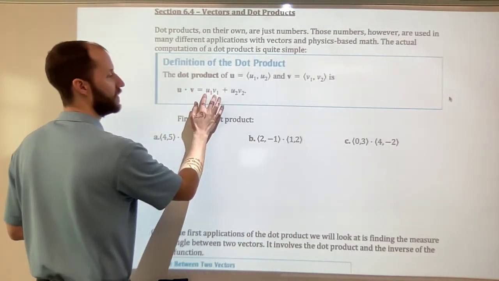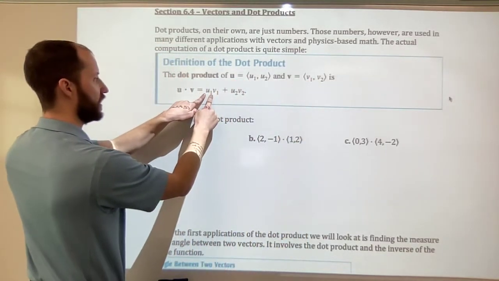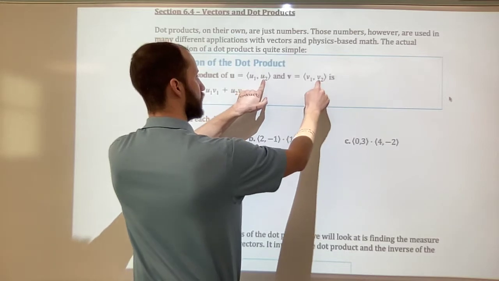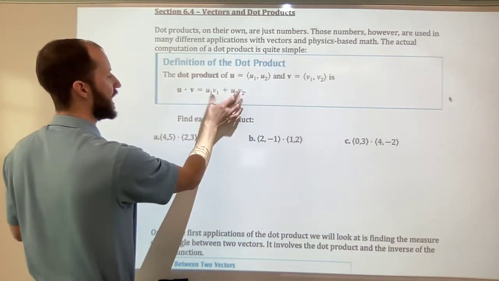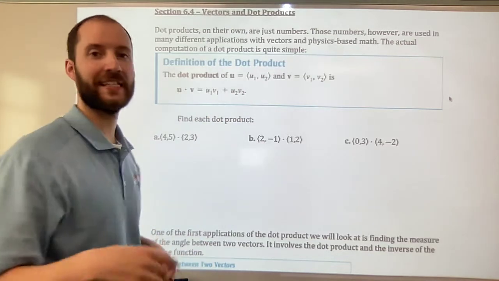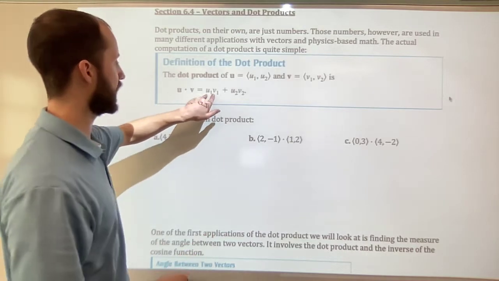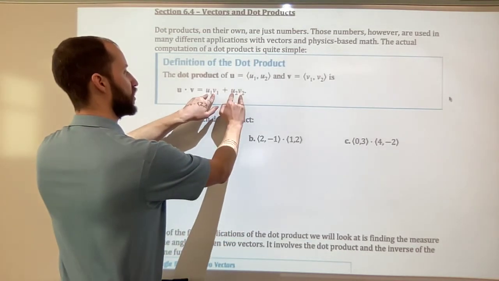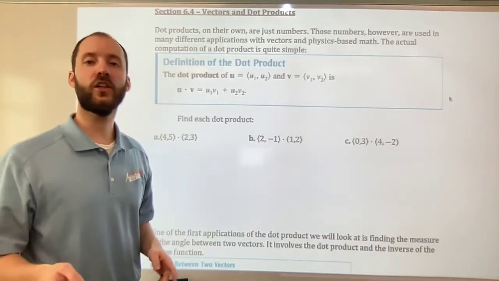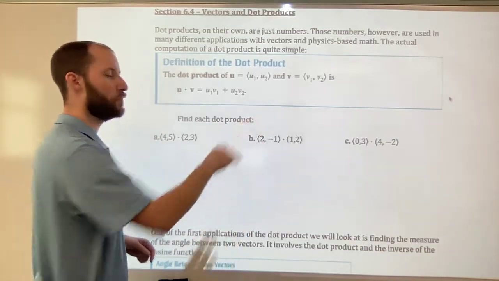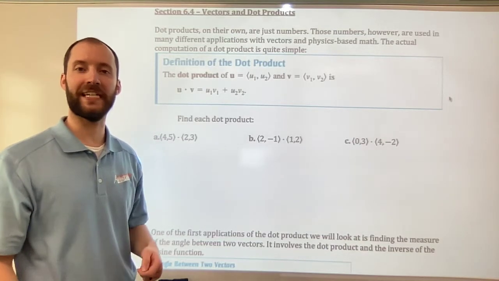So u sub 1 and v sub 1, the horizontal components, multiply together. U sub 2 and v sub 2, the vertical components, multiply together, and then you add them together to get just a single number answer. So multiplying horizontals, multiplying verticals, adding those two together. So take a look at example A, B, and C, pause the video, do those, check your answers with my completed notes.